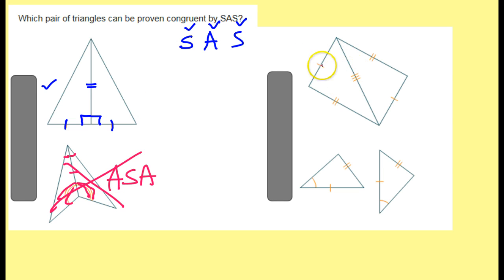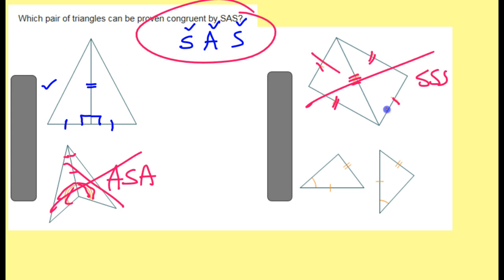Look at this picture over here. We have a side, we have another side, and we have a third side. So this would be congruent by side, side, side, not side, angle, side, which is what we wanted. So that can't be the answer.